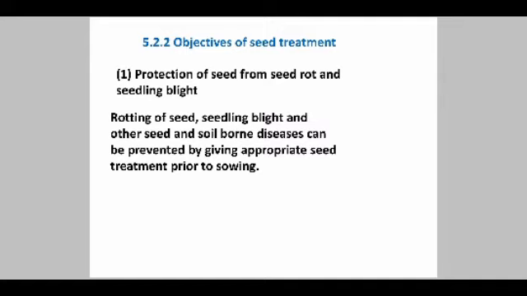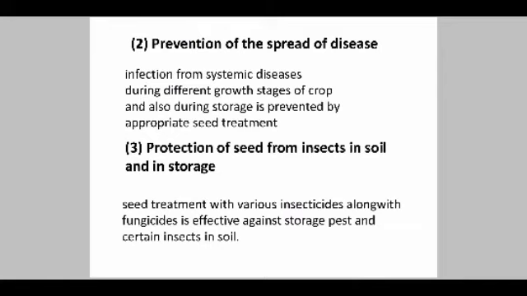Coating seed with certain chemicals is done for this purpose. Next is the prevention of the spread of disease. Infection from systemic diseases during the different growth stages of the crops, and also during storage, is prevented by the appropriate seed treatment. This treatment is also helpful in preventing non-systemic diseases.